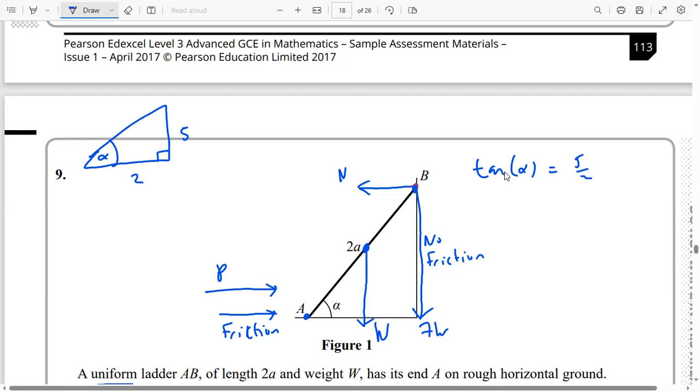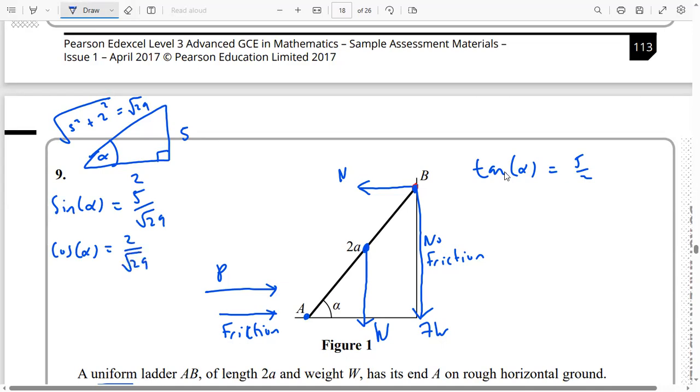So what's our hypotenuse going to be? Using some Pythagoras, it's the square root of 5 squared plus 2 squared. 5 squared is 25, 2 squared is 4, and 25 plus 4 is 29. So we get the square root of 29. So we know that sine alpha, opposite over hypotenuse, is going to be 5/√29. And cos alpha, adjacent over hypotenuse, is going to be 2/√29.